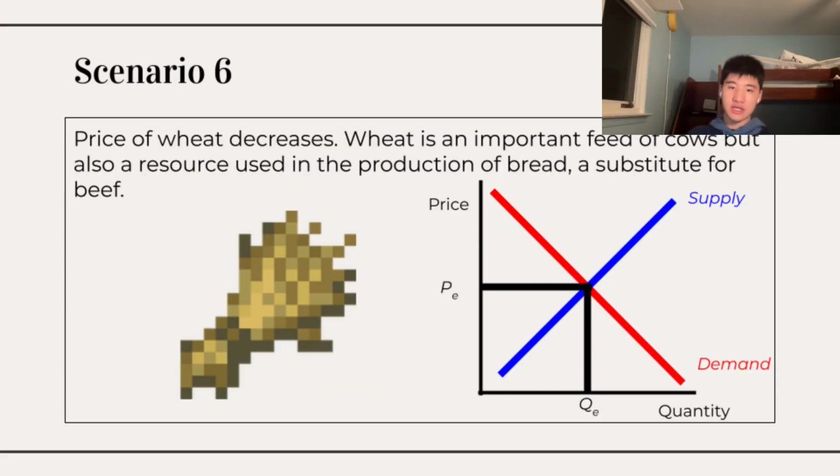So for scenario 6, let's say the price of wheat decreases. And because wheat is an important feed for cows, but is also a resource used in the production of bread, which is a substitute for beef, how will this affect the supply and demand curves? Take the next few seconds to pause and answer the following question.